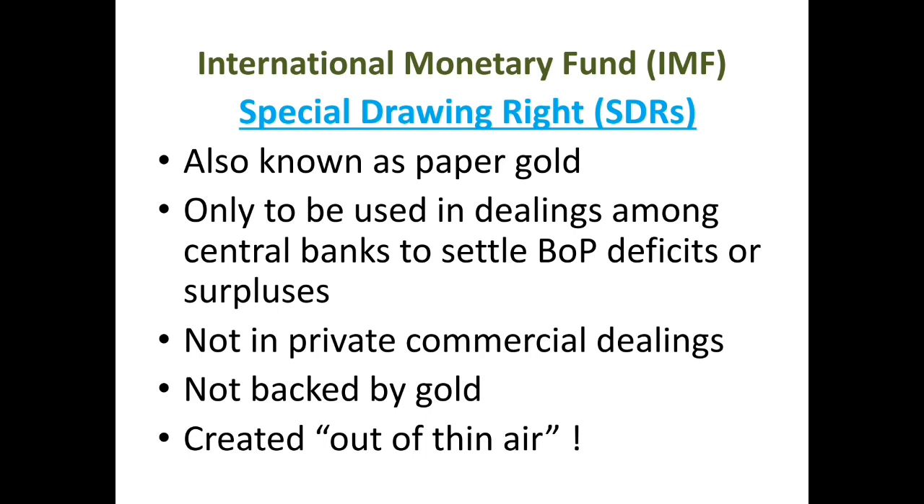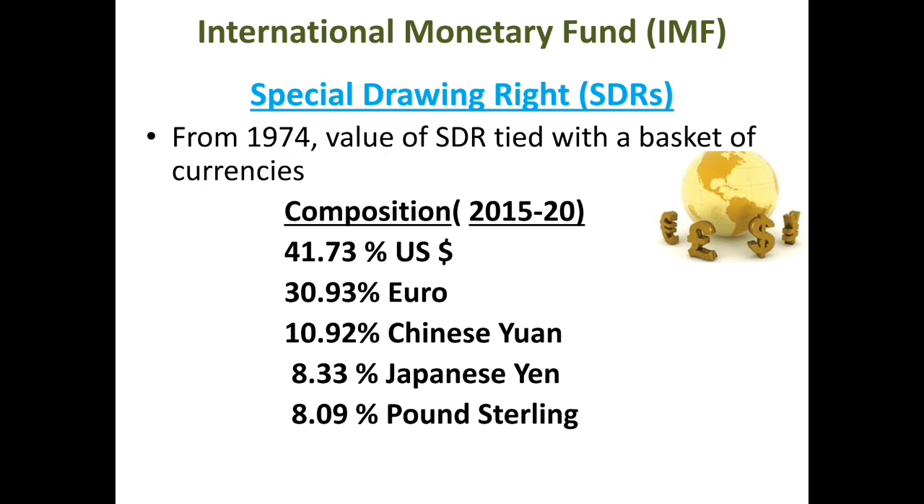It's also called paper gold, even though it's not paper and it's not gold, but still it's known as paper gold. It's not backed by gold; it's created out of thin air. It can be used only among the central banks of the countries and central banks with the IMF to settle any crisis in balance of payment.